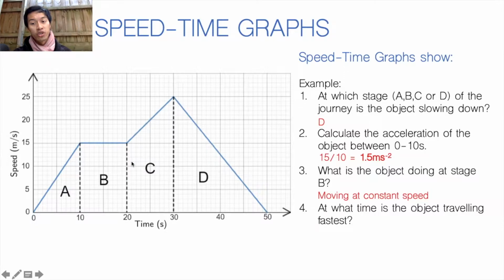At what time is the object traveling fastest? Okay, so you've got to find the time that the object is moving at the fastest speed. That is actually not as hard as you think. If you look at the graph, at which point in this graph is the speed the highest? Well, at this point, at 25 meters per second, the object is moving at 30 seconds. Okay, so at 30 seconds, the object is traveling at the fastest speed.